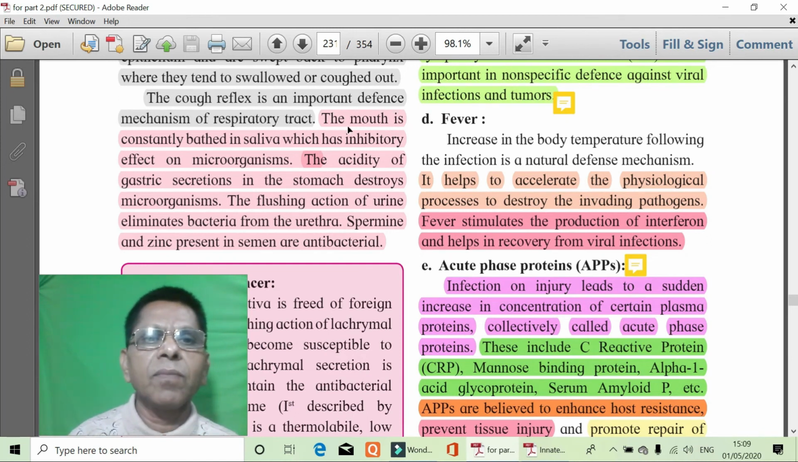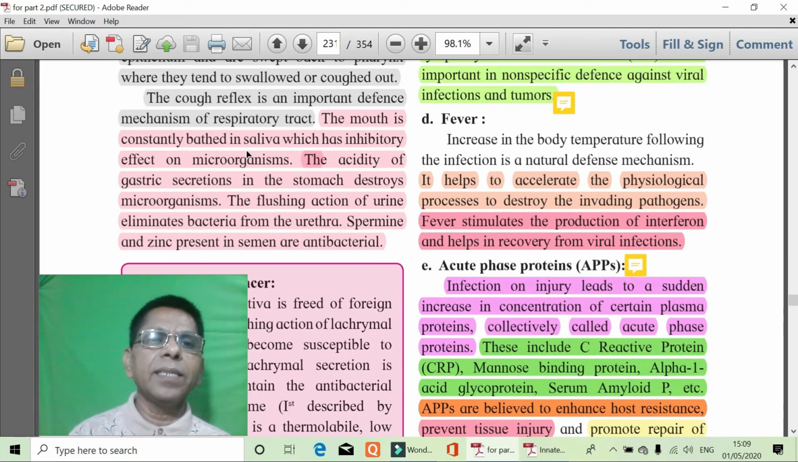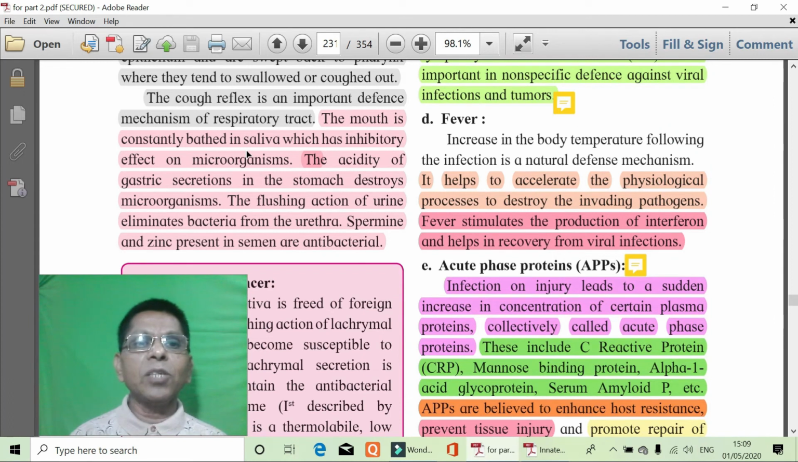concerned, the mouth is constantly bathed in saliva, which has an inhibitory effect on microorganisms. This sentence has been given regarding saliva, and you know that saliva is secreted by 3 pairs of salivary glands: 1 pair of parotid glands, 1 pair of submandibular glands, and 1 pair of sublingual glands. The major source of saliva in the oral cavity is the salivary glands. The saliva also contains lysozyme, which is active against gram-positive bacteria only.